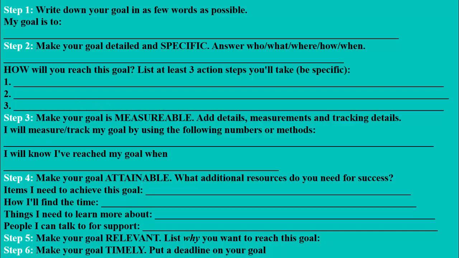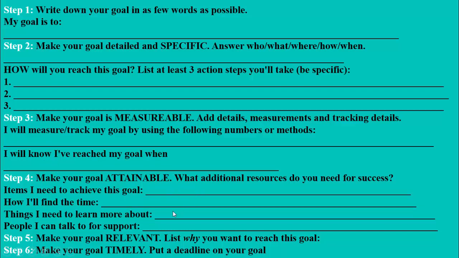So for the third step, make sure your goal is measurable. Add details, measurements, and tracking details. So basically, how am I gonna track my goals? Let's see. Well, I'm going to come up with a savings plan. I'm gonna save $50 a month for 5 years. Okay, and then that's just gonna give me $4,000 at the end of 5 years, which is about the average amount a dirt bike costs. And I know that I've reached my goal when I have $4,000 saved up. So that's what I'll put for that question right here.